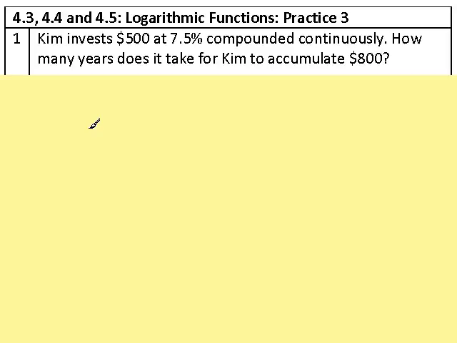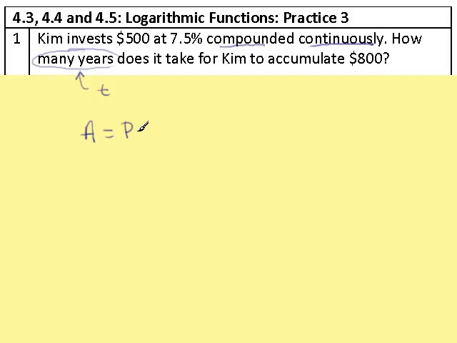Number 1 says that Kim invests $500 at 7.5% compounded continuously. So we're going to use the continuously compounded formula. How many years does it take for Kim to accumulate $800? How many years? Okay, so we're going to be solving for t. Let's write down our formula.